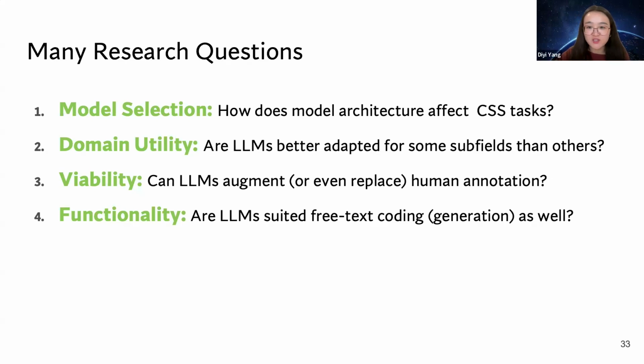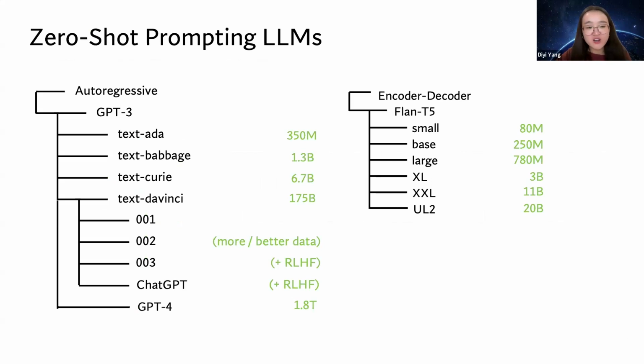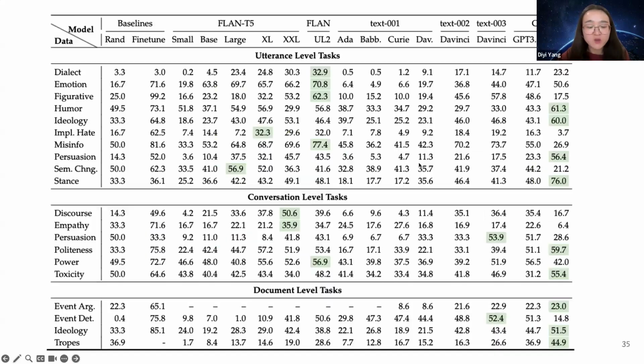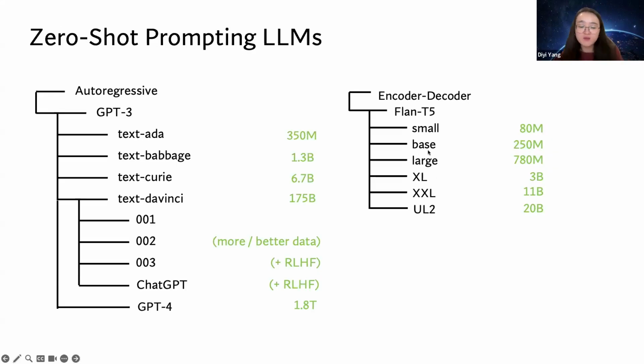So to answer those questions, this is from earlier this year. We basically look at a lot of models here. From an autoregressive perspective, we look at GPT-3 and also GPT-4. We also look at the encoder-decoder architecture, FLAN-T5, and many of the model variations here. For some of them, we can also fine-tune with a small amount of data, just to make a comparison.